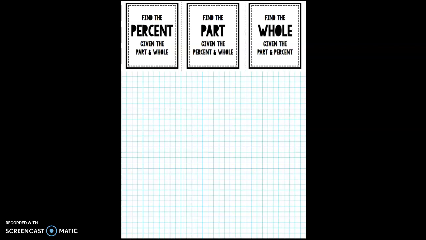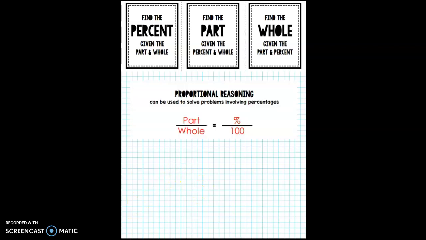In this lesson, we will look at finding the percent given the part and whole, find the part given the percent and whole, and find the whole given the part and the percent. One way to do this is by setting up a proportion. Proportional reasoning sets the part over the whole equaling the percent over 100. If you put your pieces of the problem in this format every time, you can always solve for any one of these three problems.